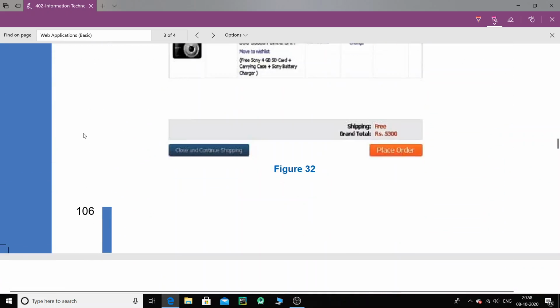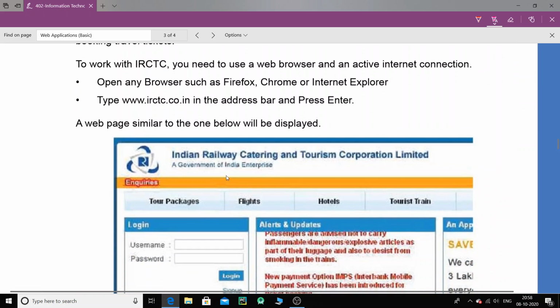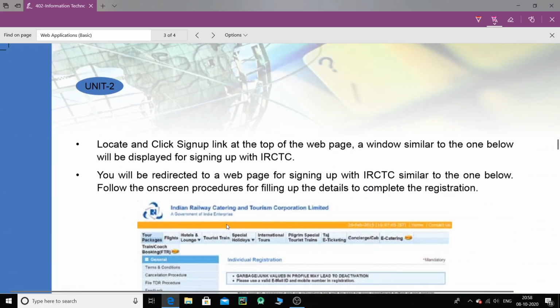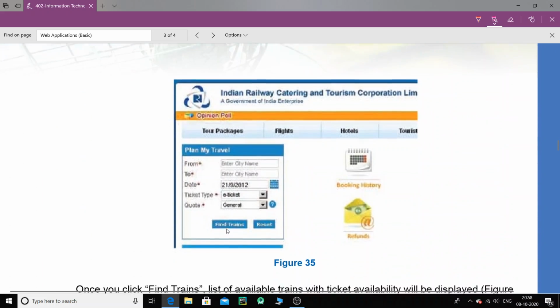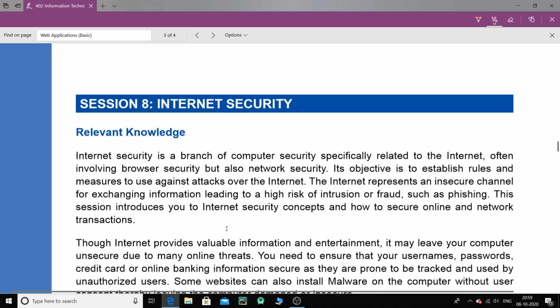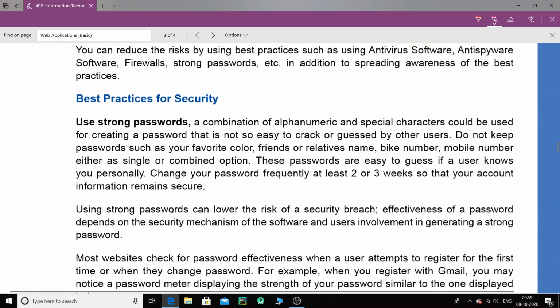Then how you can book tickets with IRCTC. Please remember these steps. You can go to this website and create an account first, and then you can book your tickets. And then the exercise part. Then internet security, which is very important. There was a very small video that I recorded for this as well.